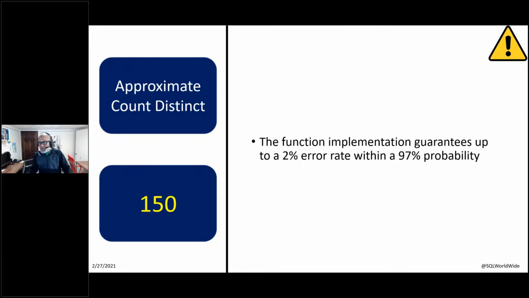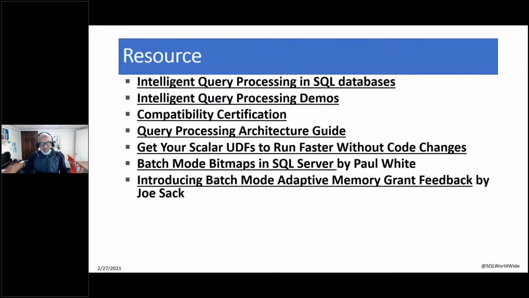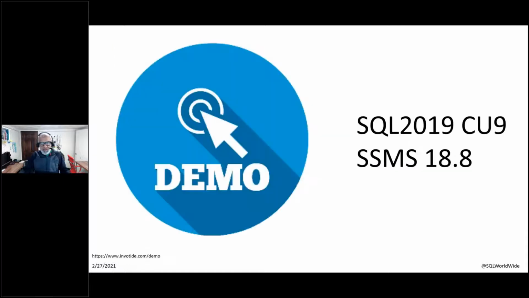Microsoft guarantees that with the approximate distinct count, your data set will be within the 2% error margin with 97% probability. These are some of the T-SQL examples. I'm not going to read this, but it shows how you can disable some of these features at a database level or at a query level if you choose to. These are some of the resources if you want to read more. And then I'm going to switch to the demo from here.